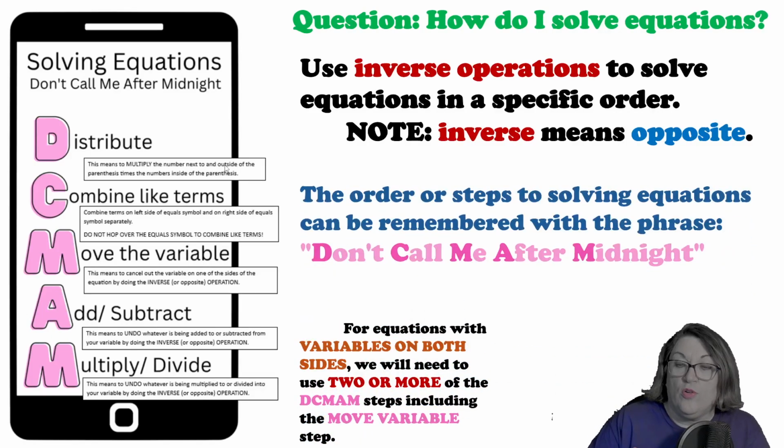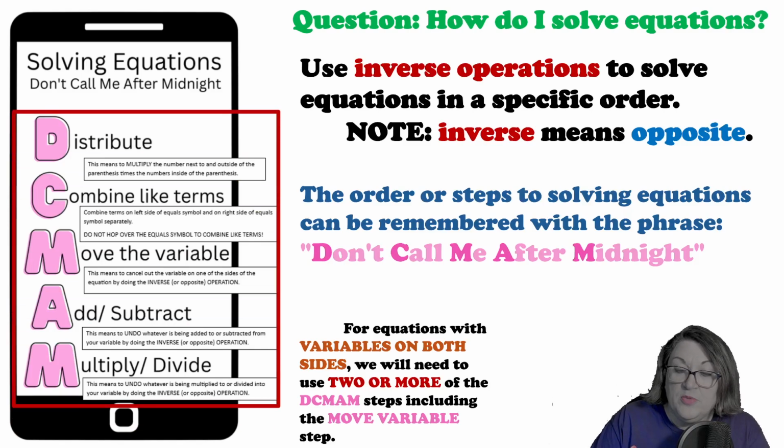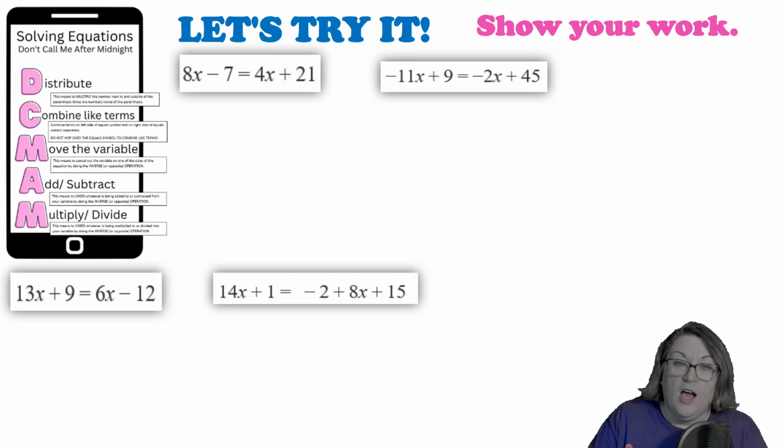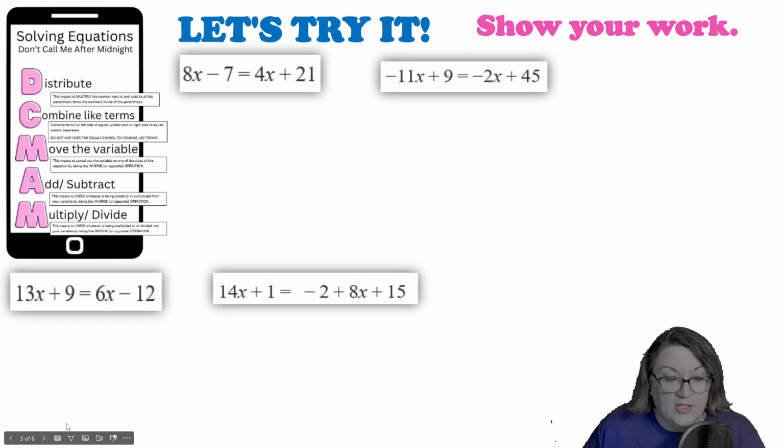The order of steps to solving equations can be remembered with the phrase, don't call me after midnight. And for equations with variables on both sides, we will need two or more of the DCMAM steps, including move the variable. Again, moving the variable is the important step for today, but of course we do have to check for all the other steps as well. Here's some practice. So let's go ahead and start with the first one.